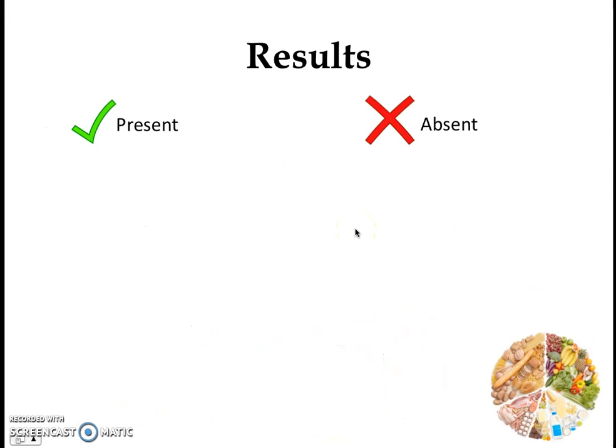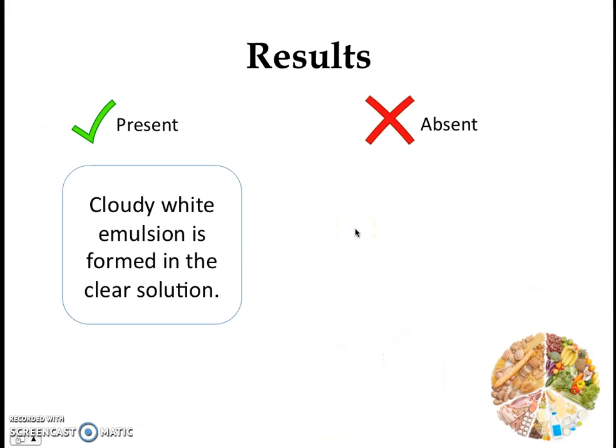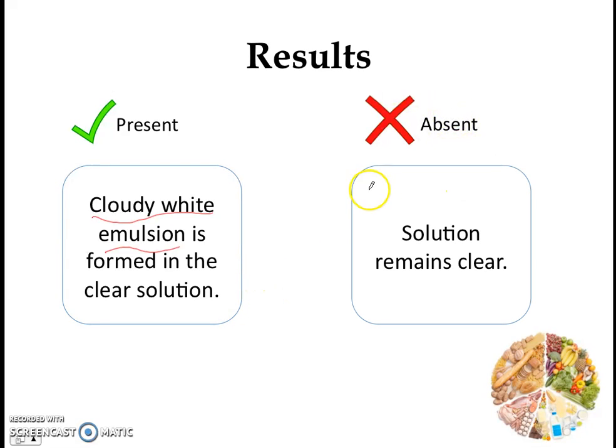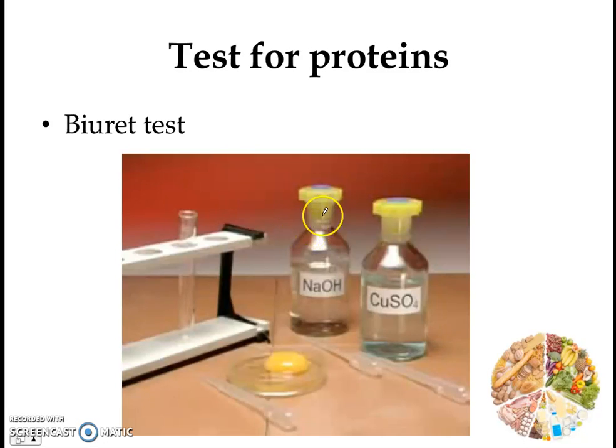So if fats are present, then what you will see is a cloudy white emulsion being formed in the clear solution. But if fats are absent, then the solution will remain clear. Great, let's move on to our last test, the test for proteins, which is called the Biuret test.